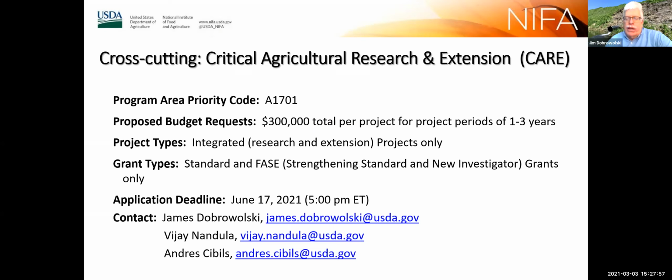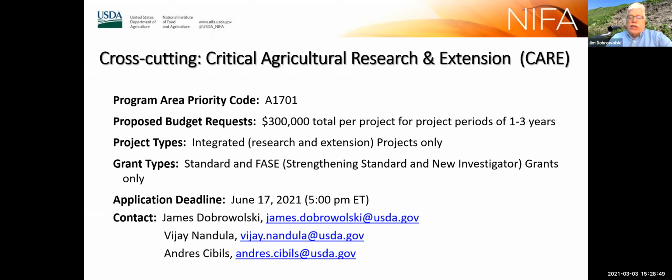Thank you very much. Hi there, folks, and good afternoon. Glad to have you. We're going to talk a little bit about the CARE program, Critical Ag Research and Extension. We call it CARE. It's easy to remember. It's A1701. The budget is typically $300,000 per project for project periods of 1 to 3 years. The project types, and this is unique, it's integrated, which means that it's going to be research, but it's focused on extension, not education. This is research and extension because this program area is focused on important research that's almost at the cusp of being delivered. And so we're looking for the real transferability of this work.